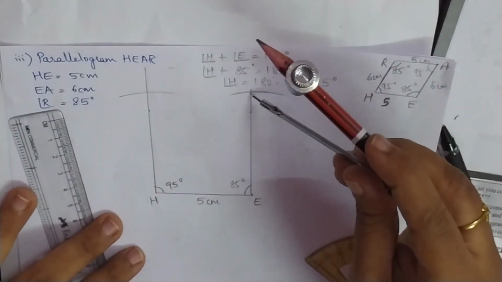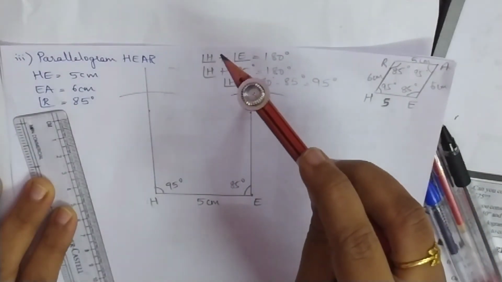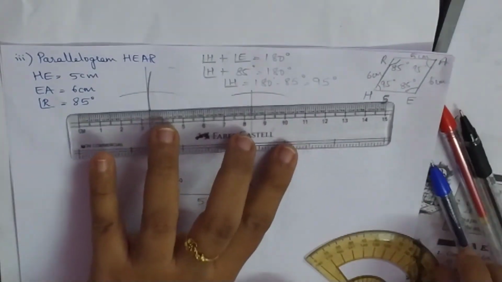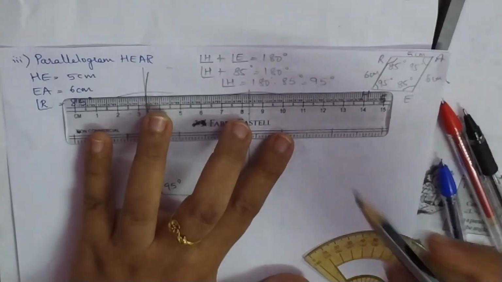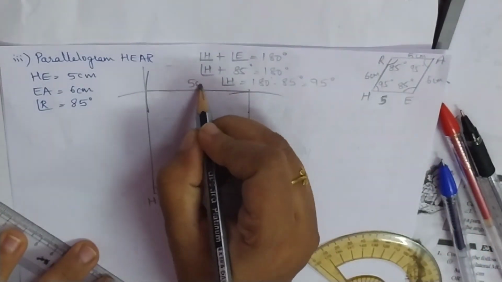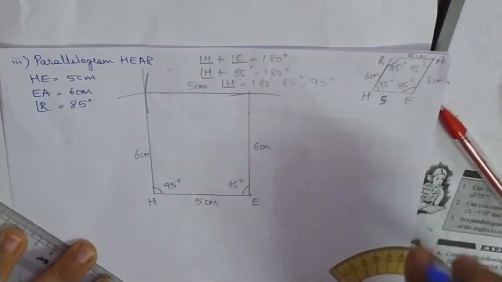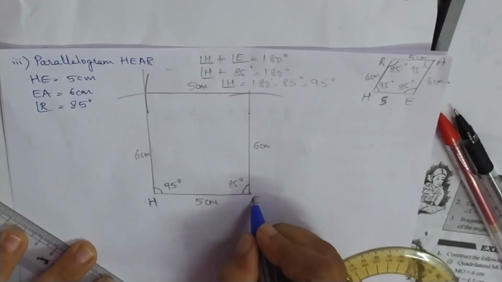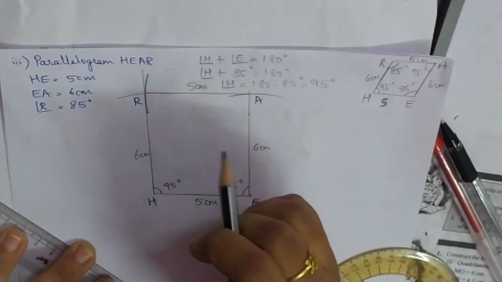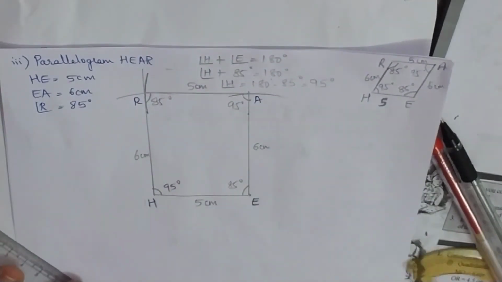From here you have to cut an arc of 5 centimeters. So 5 centimeter arc. It cuts exactly here. So join these 2 points and write the measurement. 5 centimeter, 5 centimeter, 6 centimeter, 6 centimeter. H, E, A are here. 85 degree, 85 degree, 95 degree. I hope you have understood.